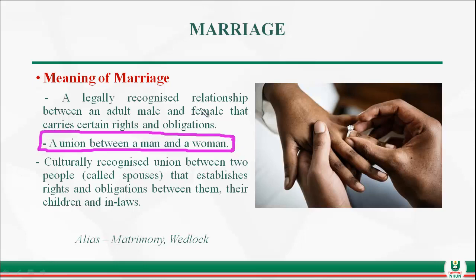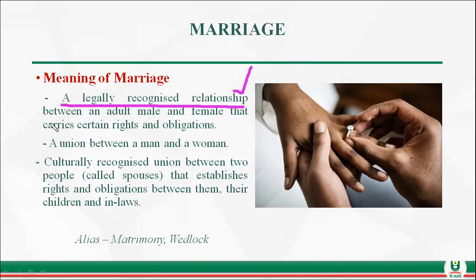Marriage is not just a union between a man and a woman. We actually have situations where women marry themselves, even men now marry themselves. So this definition is now out of place. The first one is a legally recognized relationship between an adult male and female, and this is where the fault is, because marriage these days is done by people of the same sex. So this definition is now outdated and it has to be updated.